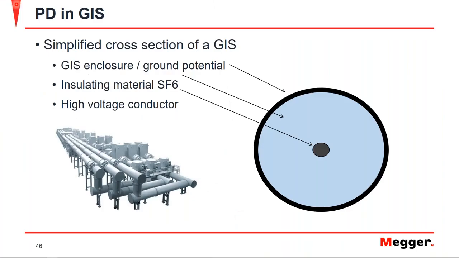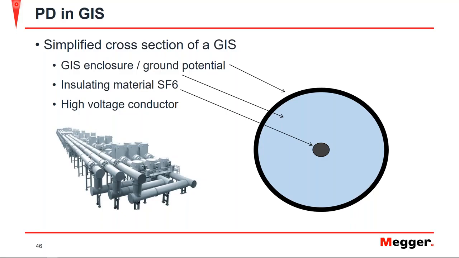So as both Volney and Daniel have mentioned, you have your simplified cross section of GIS here, where you have your enclosure, which is at your ground potential. And then you have your insulating material or your dielectric, which would be your SF6 gas. And then in the middle, you have your high voltage conductor.